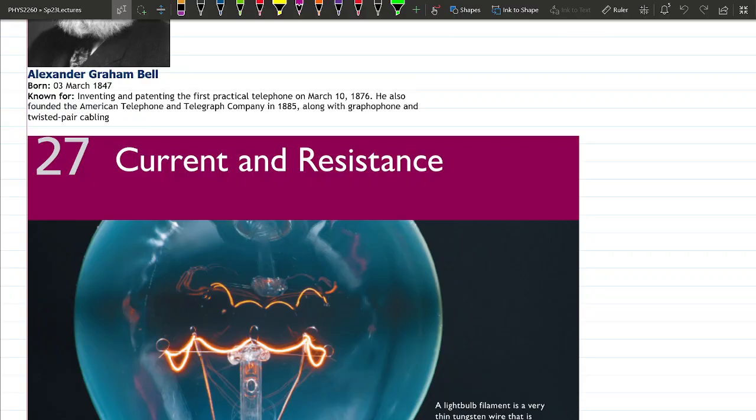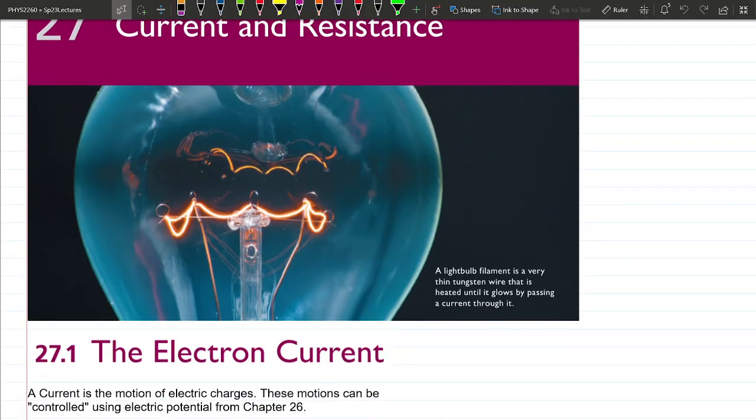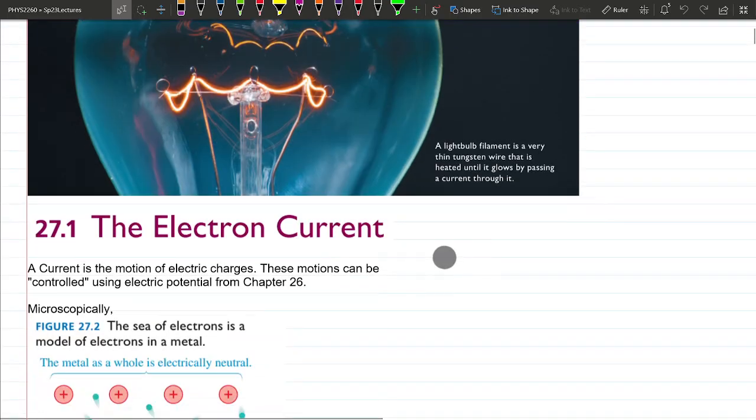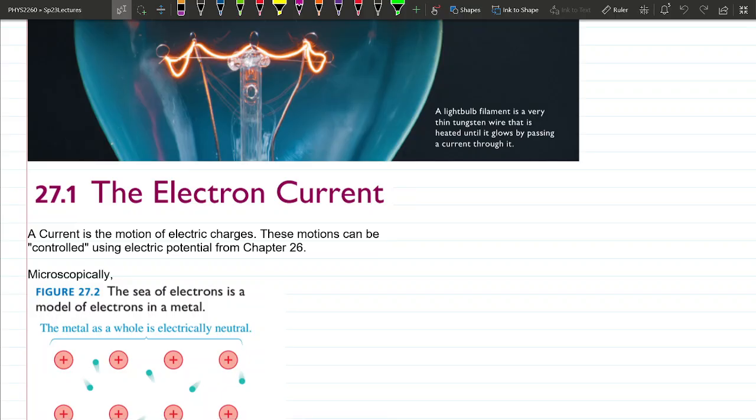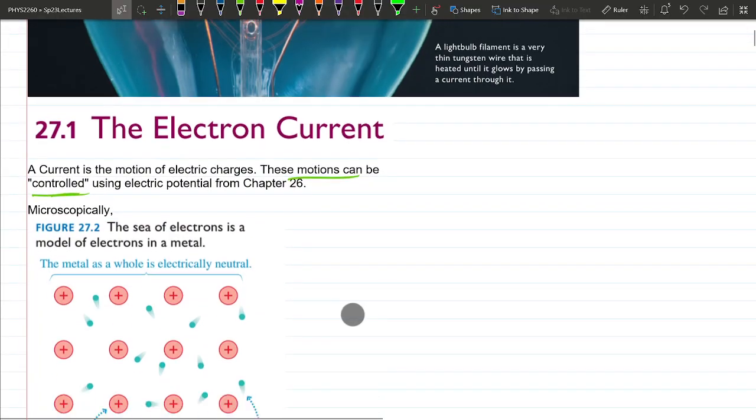So let's talk about how current and resistance affect our everyday life. Whenever you turn on a light bulb, even fluorescent bulbs, whenever you plug in your computer, whenever you control your muscles, that is also affected by current. That's because 99% of our daily lives is controlled by electricity and magnetism. We're going to try to figure out how we can control the motion of these electric charges in this chapter, or at least how to quantify it so we can identify how fast things are moving around.